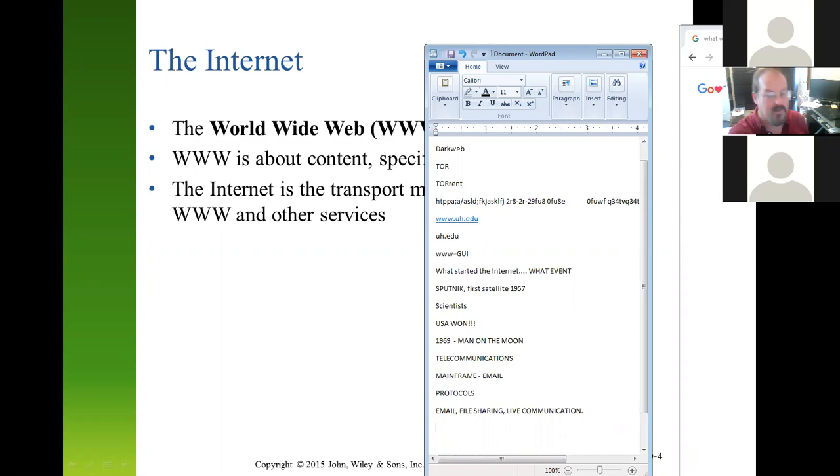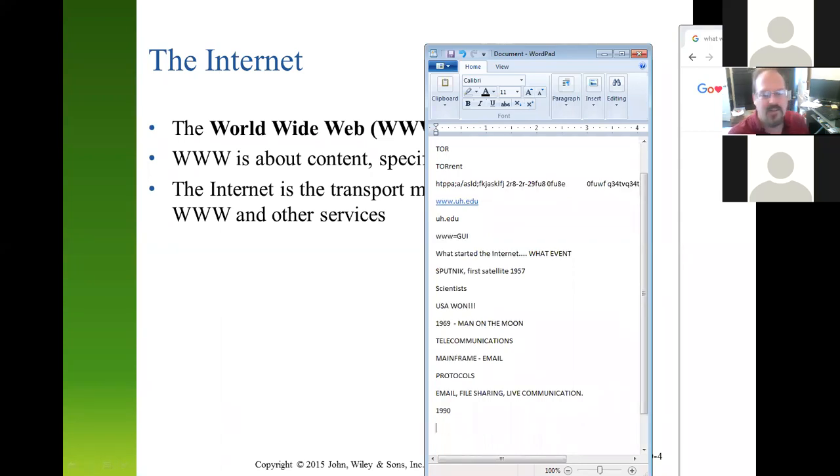www.uh.edu did not come along until about 1990. And I was actually in school at U of H at the time. And we were one of the first nodes on the internet. Rice University was there first, and then we were close behind.